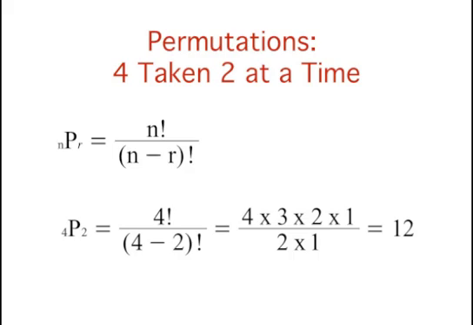It is important to note that order counts in permutations. That is, choosing red and then yellow is counted separately from choosing yellow and then red. Therefore, permutations refer to the number of ways of choosing rather than the number of possible outcomes. When order of choice is not considered, the formula for combinations is used.